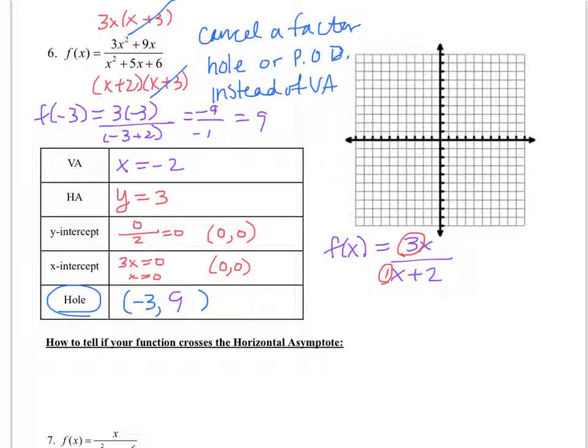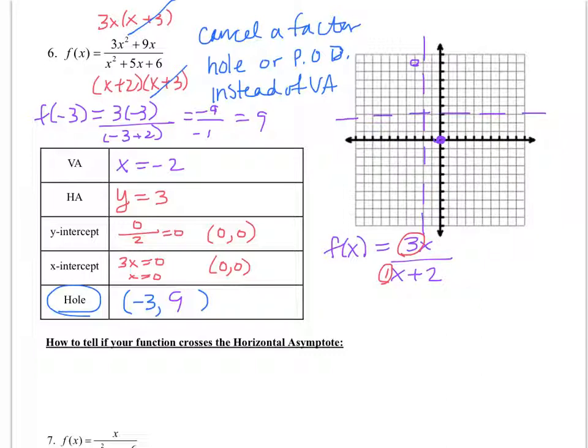Alright, so now that we have all of the pieces for our graph, we're going to sketch what we know and see if that gives us enough to draw in our function. First, let's put in our vertical asymptote at x equals negative 2. Next, we'll put in our horizontal asymptote at y equals 3. We'll put in the hole at negative 3, 9. And the x- and y-intercept at 0, 0.